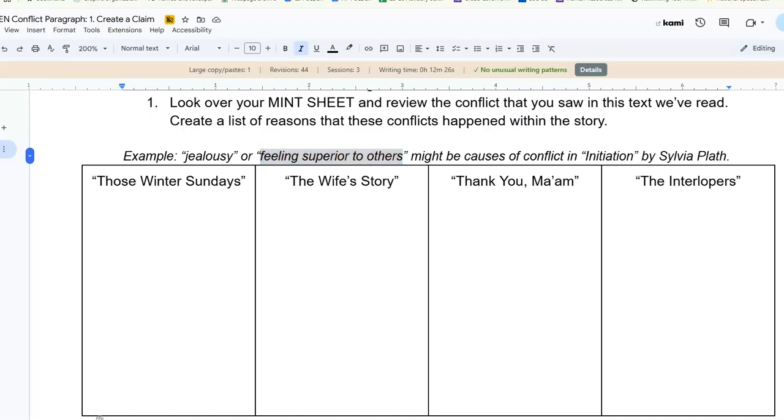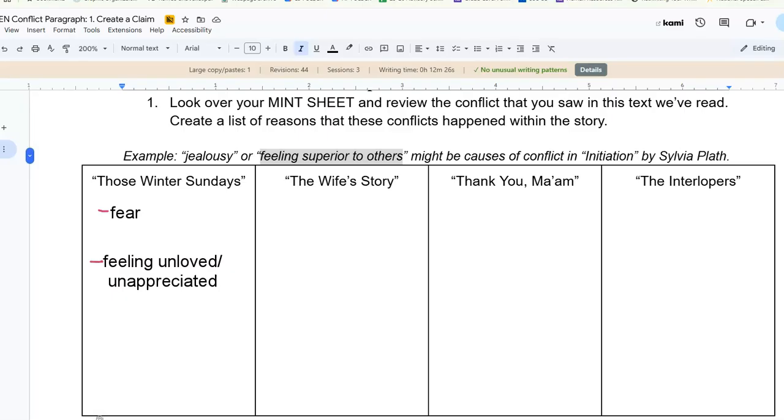So for example, in Those Winter Sundays, some students pointed out that fear was a cause of conflict between the son and the father. Some students also said that feeling unloved or unappreciated also created conflict there. These are not the only two causes of conflict that we could see, but these are two that did come up in our brainstorming in class.